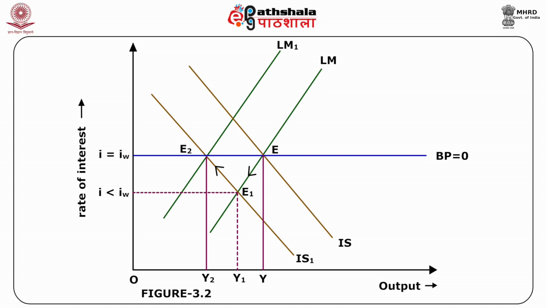But since the economy has adopted a fixed exchange rate system, the central bank will reduce the money supply by selling foreign exchange. This reduction in money supply will shift the LM towards left, and the new equilibrium will be at E2, where IS1 and LM1 intersect and domestic and world interest rates are equal, that is I is equal to IW. In this process, the trade balance situation will improve, but the new equilibrium output would be below the original level.